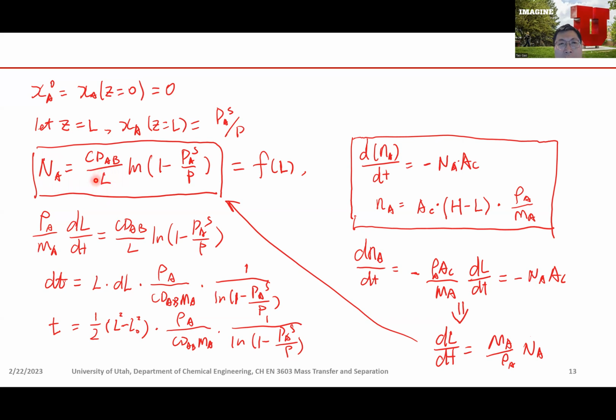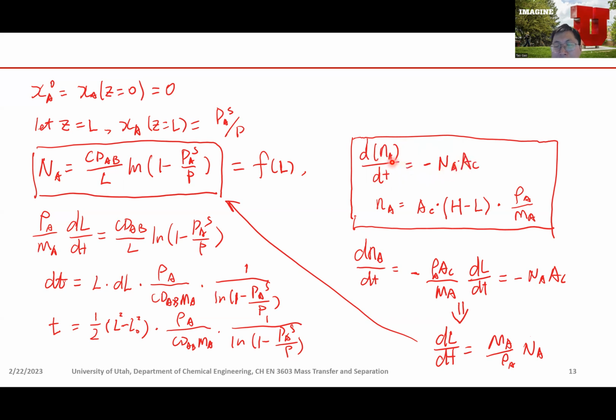But here N_A depends on L, and L is a function of time, because as water evaporates, the distance from the mouth of the beaker to the air-water interface is increasing. So N_A is a function of L. Now let's go back to the original equation we wrote down about the mole balance of water in the water phase. We have dN_A/dt equals minus N_A multiplied by A_C.